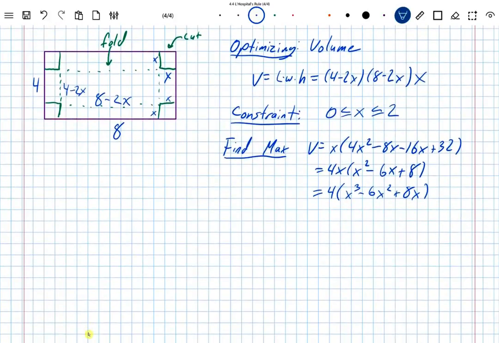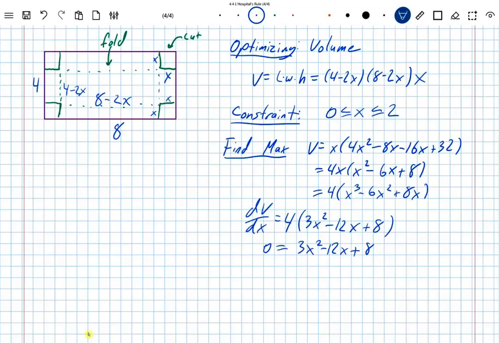So let's find dV/dx. That 4 stays out front. The 3 comes down. The 2 comes down. This becomes an x plus 8. I want to set that equal to 0. So when I set equal to 0, I can go ahead and divide by that 4 also. Again, now that we've seen a couple of these, I often skip a little algebra step in the middle. So 3x squared minus 12x plus 8. Okay, so I set it equal to 0. I divided by that 4.